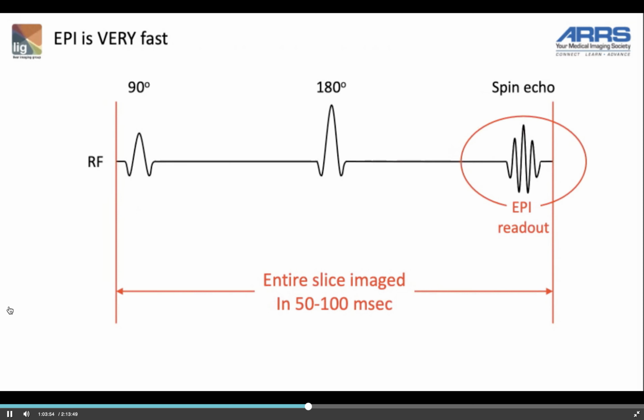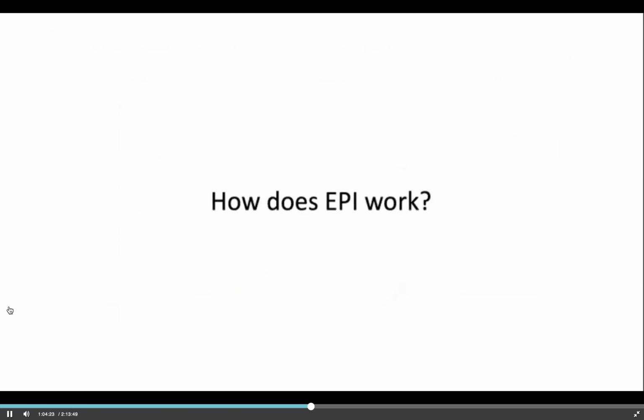Why might we want to go so fast? Well, the reason we want to go so fast is that if we're trying to image the diffusion of water molecules within the body, we want to avoid as much as possible any bulk motion due to, say, movement of the liver or other structures due to breathing or due to cardiac pulsations. So we want to image very fast, and the EPI readout allows us to do that. So that's good news.